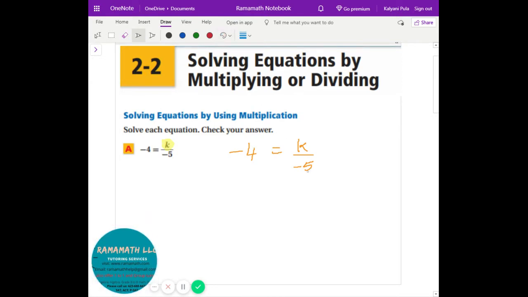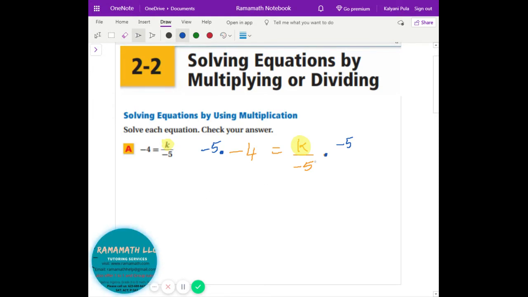So when you solve this question, I can see definitely this is my variable right here. I want to keep that. I don't want this number underneath. So basically we're dividing, right? -5 is dividing. So what's the opposite of division? Multiplication. So you're going to multiply by -5. Again, it's a balance. If you multiply one side, you have to multiply the other side too. So I'm going to multiply here also by -5.